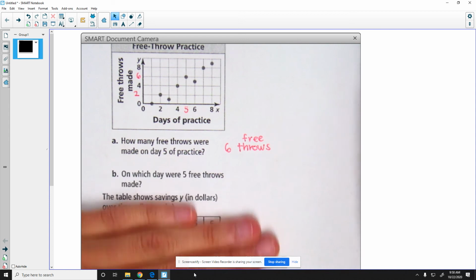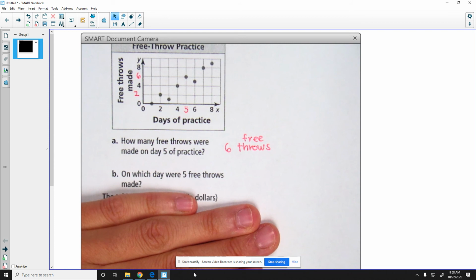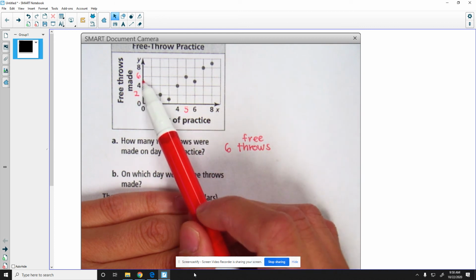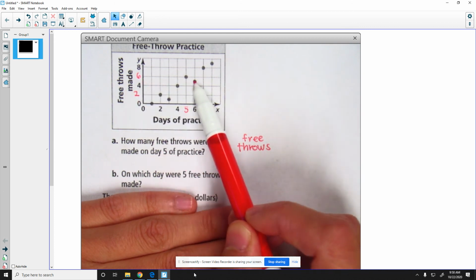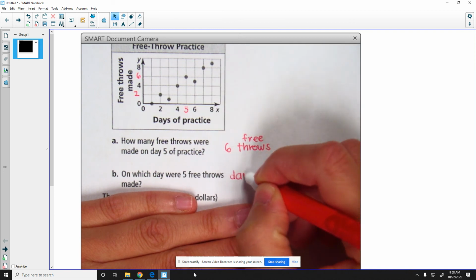Not too bad. Okay, letter B. On which day were 5 free throws made? So look at your picture. Look for where 5 free throws would have been. Nadia, what do you think? 6. Do you see how free throws are here? So 5 is between the 4 and the 6. Where's the dot? Right here. And where does it correlate to? Day 6. So day 6.